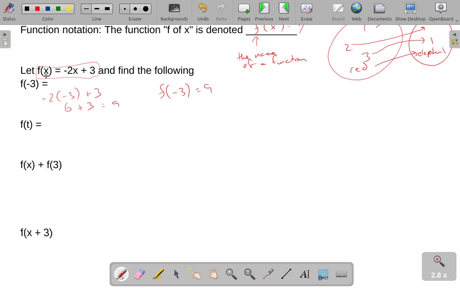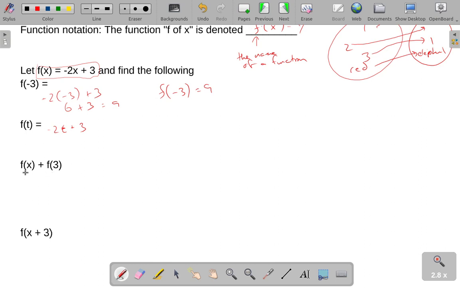F of t, again, this is the same sort of thing, only we're calling it t instead of x now. So f of t would be negative 2t plus 3. You'll notice when I draw t's, I always draw a little bit of a tail on my t, because I don't want it to look like a plus sign. There's a couple other things that I do you'll probably pick up throughout the semester.